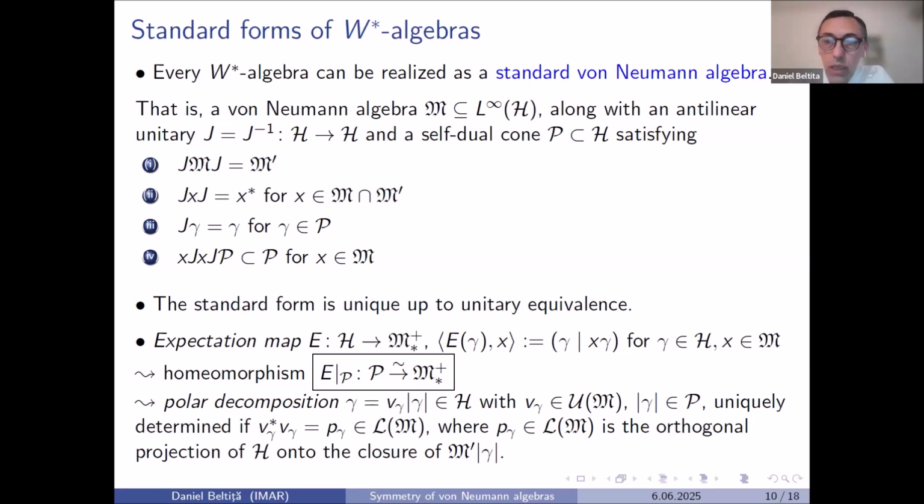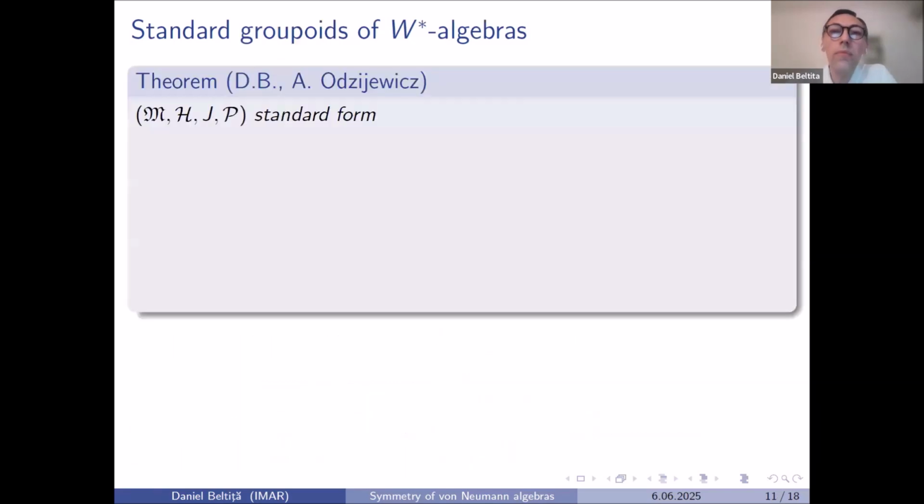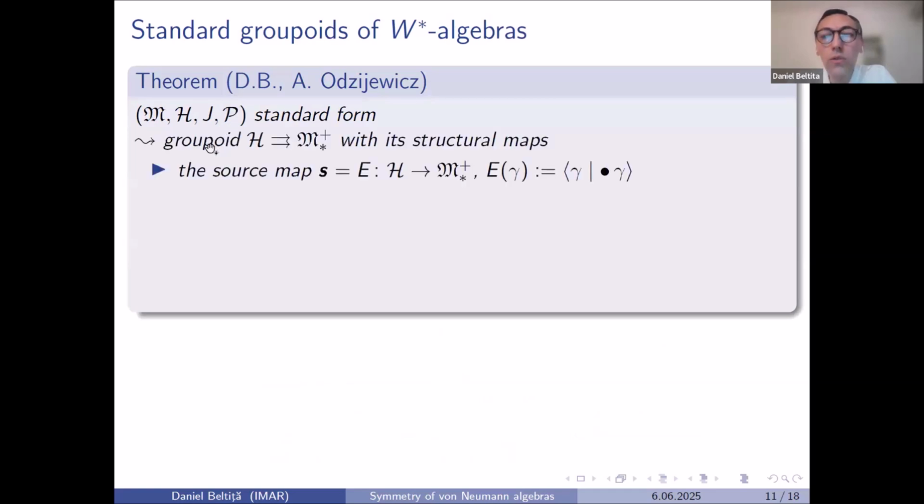And what I'm going to do next, and it's the first result that we obtained, Anatol Odzijewicz and myself, was to show that all these elements that may seem disparate at this point actually fit together in a groupoid. Namely, the statement is like this. If we have a standard form, which was, I recall, a von Neumann algebra on a Hilbert space with the conjugation and the positive cone, then we have a groupoid structure whose space of arrows is the Hilbert space, and the base is the predual of the algebra.